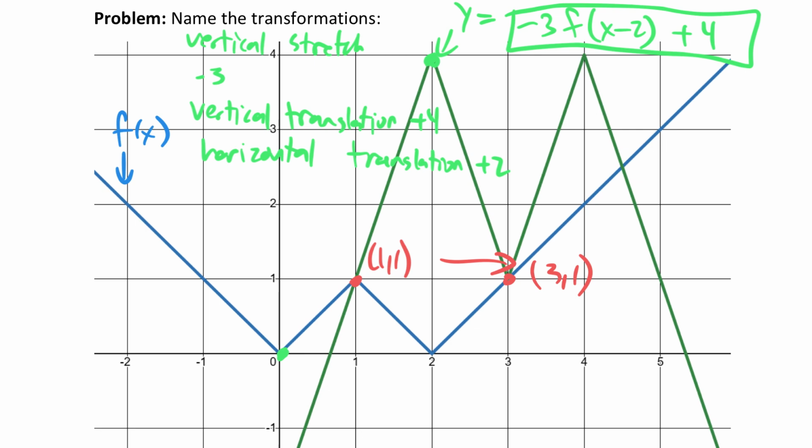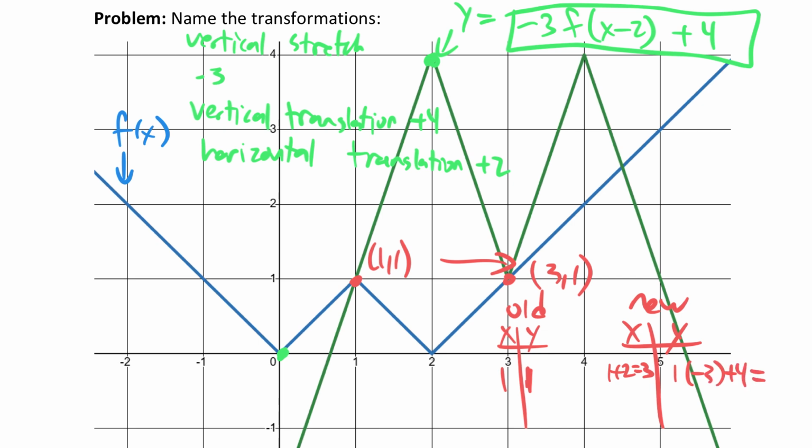Here's our x and y, our old ones, and our new ones. The x should have 2 added to it, so 1 plus 2 equals 3. And the y we should multiply by -3 and add 4. So 1 times -3 plus 4 is going to be -3 plus 4, which is 1. So our new point is 3 and 1, which is exactly what we have here.